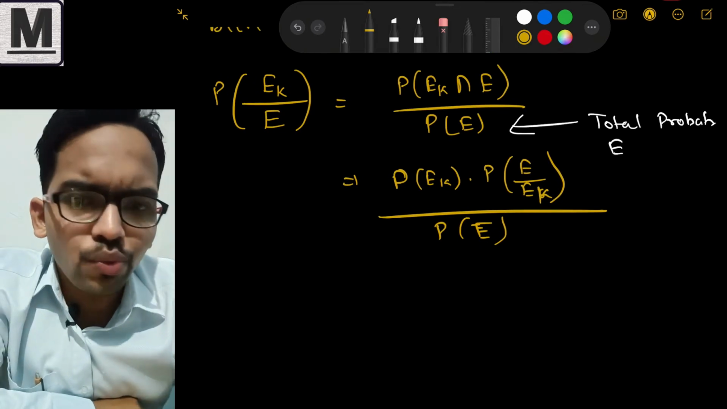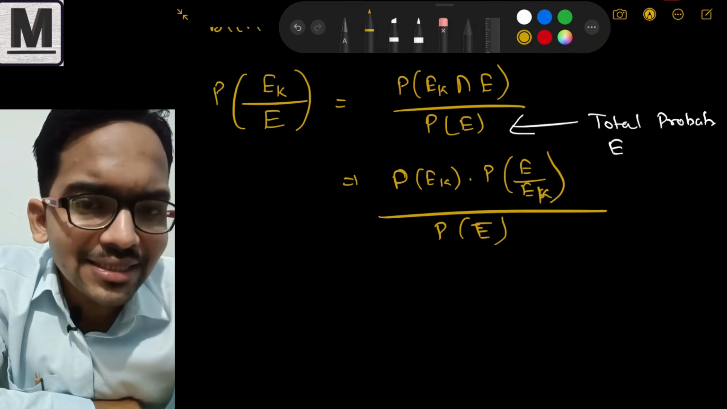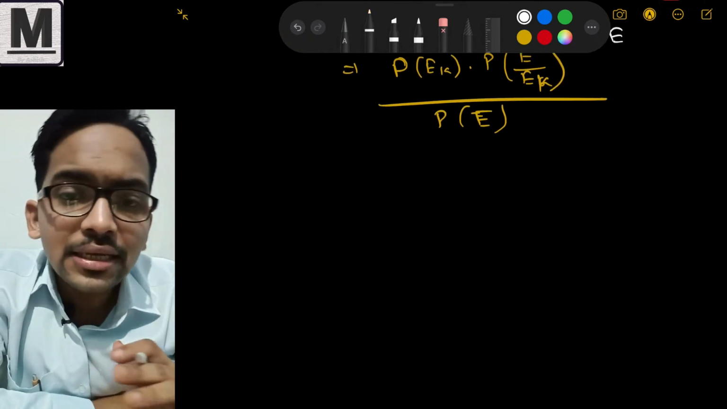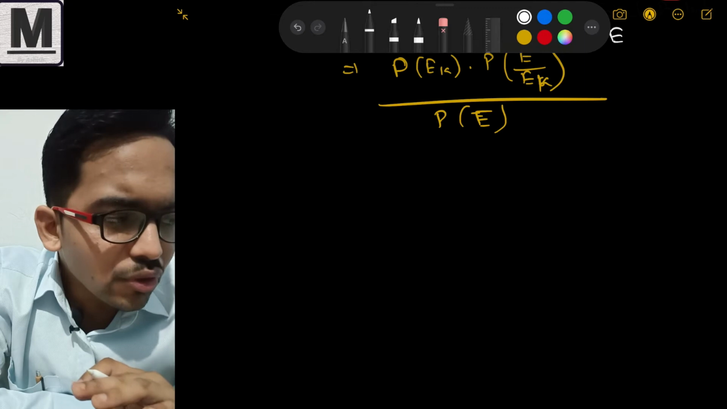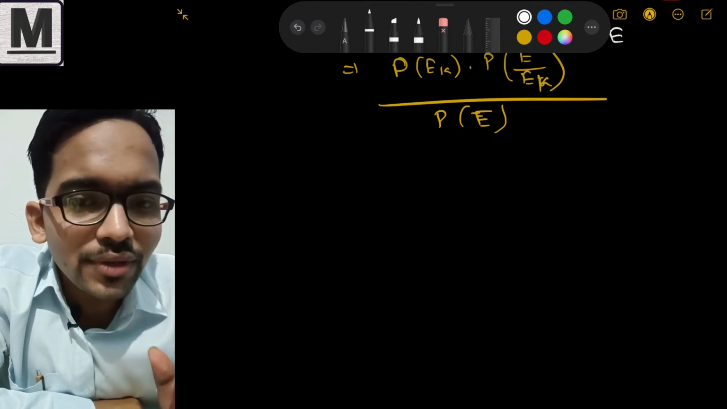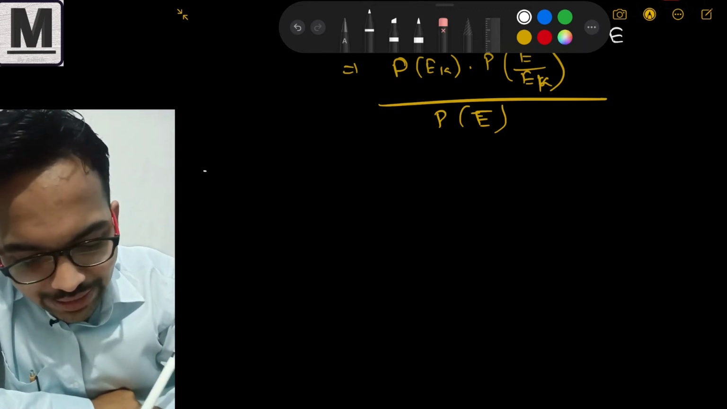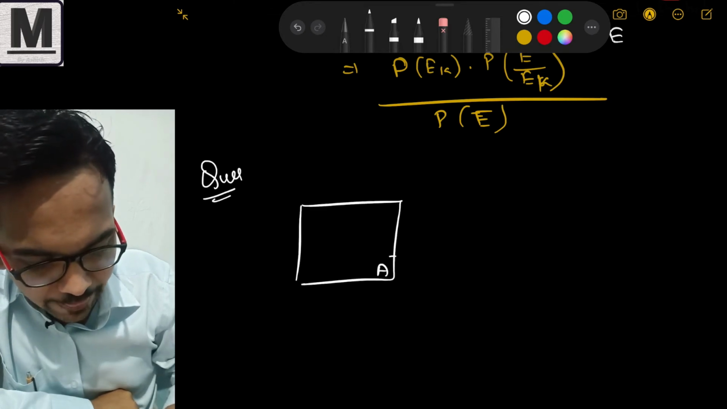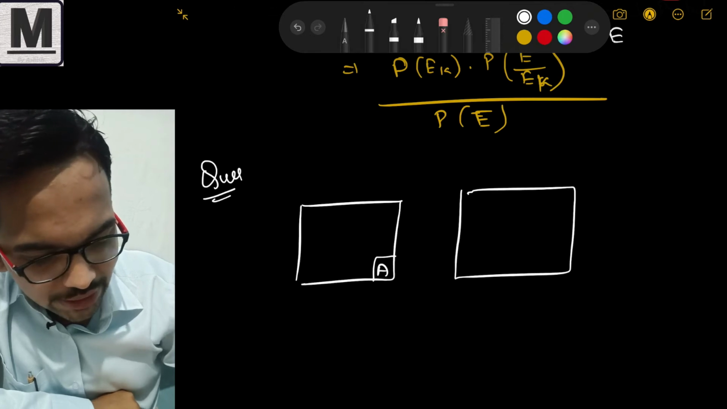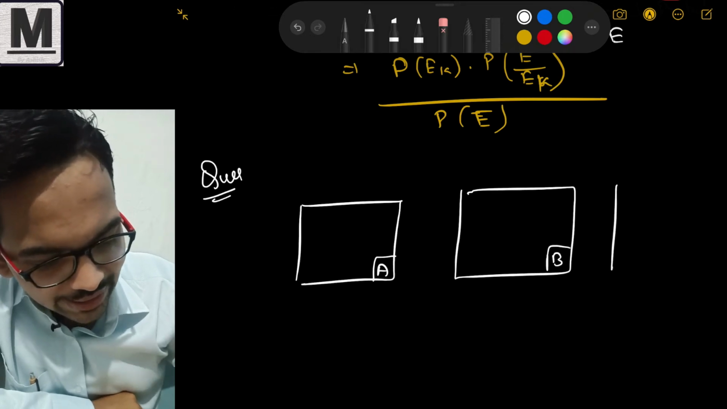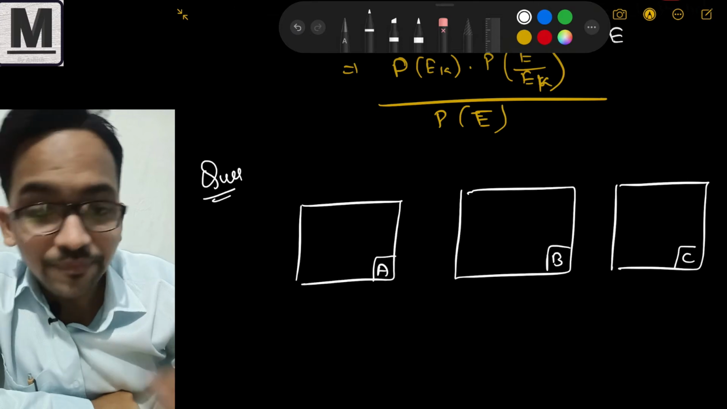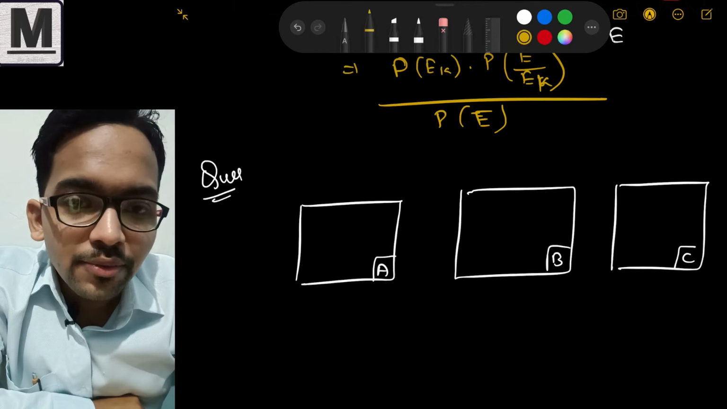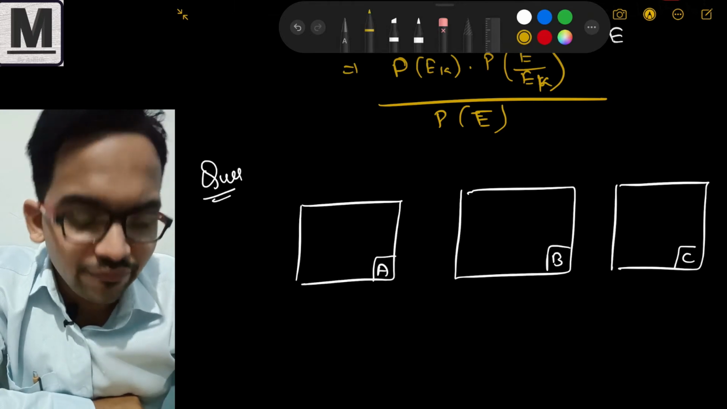Let's take an example, guys. Let's understand this by means of an example. I'm not going to write the whole question, I'll just give you the hint. Let's say there are three boxes. This box is box A, this box is B, and this box is C. These three boxes have different probabilities of being chosen.